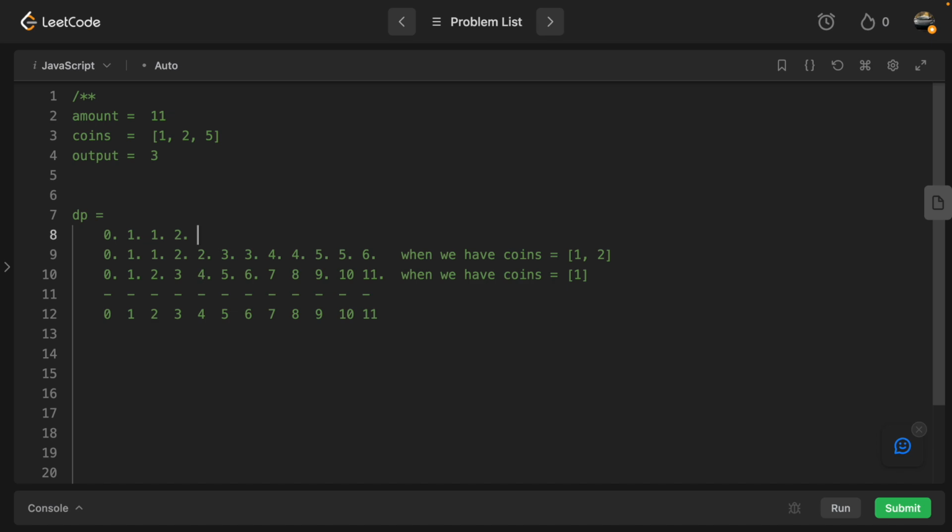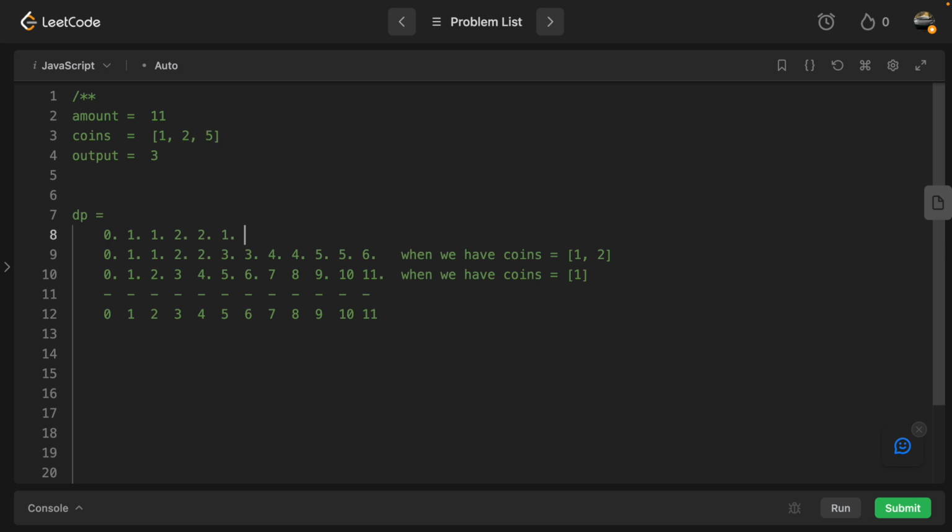What about 4? 4 is gonna be 2. What about 5? If we have the coin 1, 2, 5, what is the fewest coin that we can make up to the amount 5? The answer is 1. Why? Because we can take one of the 5 coin.